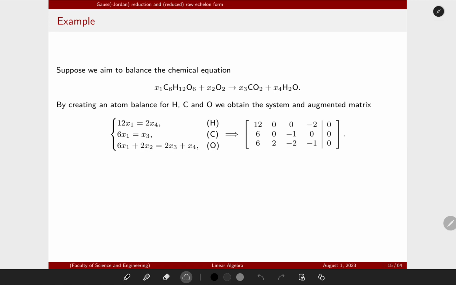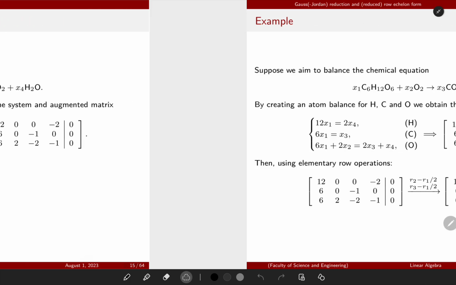hydrogen. Here we have 12 hydrogen, and here we have 2. And we know that on both sides of the reaction arrow, they have to be equal. So we can say that 12x1 should be the same as 2x4, which gives us this equation for hydrogen. We do the same for carbon and oxygen. And then we obtain this augmented matrix. So you can see here 12x1, 0, 0, minus 2x4, because we move this to the other side and we take our b to be 0. So we do that for every single element.